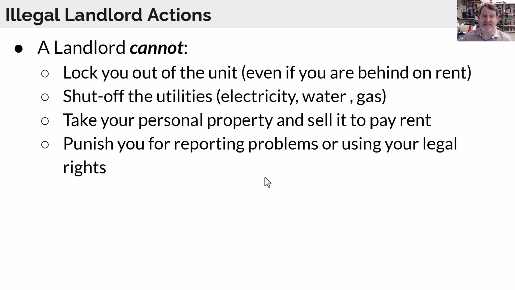All right, my friends, that's it. That was a long one. I hope you understand more about what your rights are and what the responsibilities of the landlord are, and that helps you feel better about maybe renting your first property.